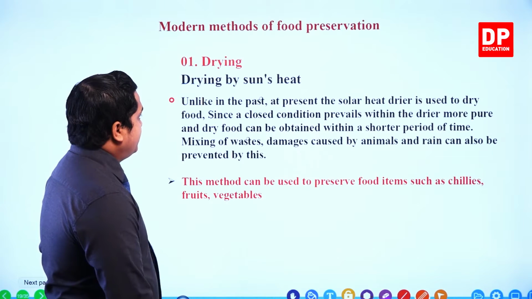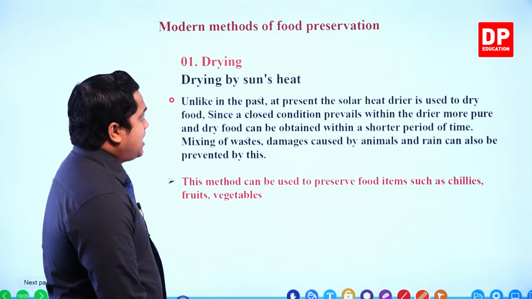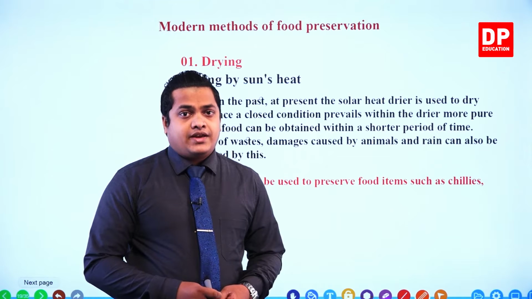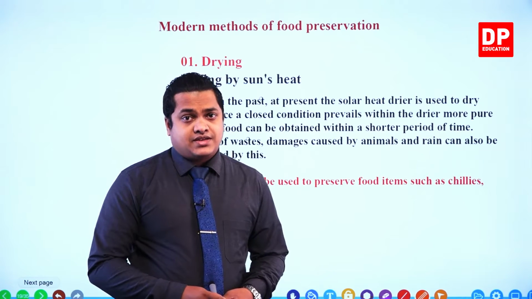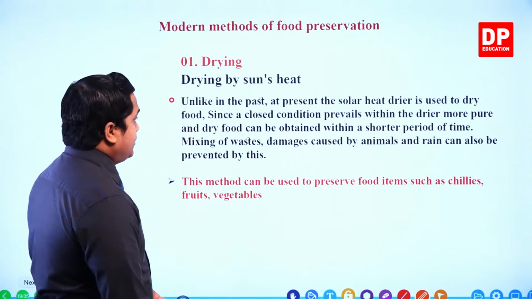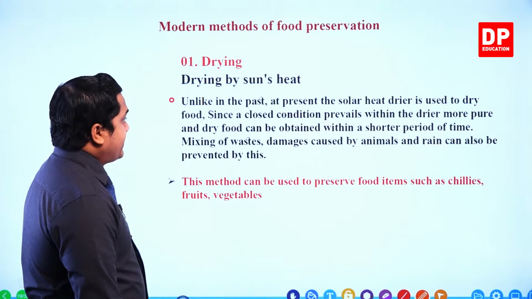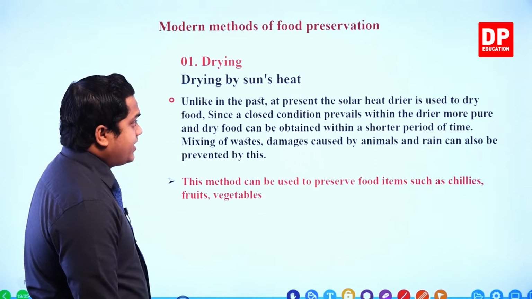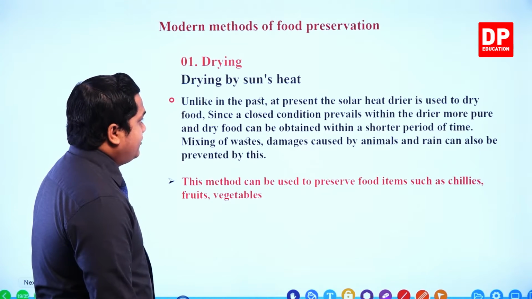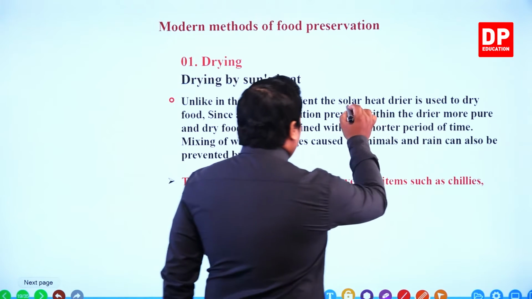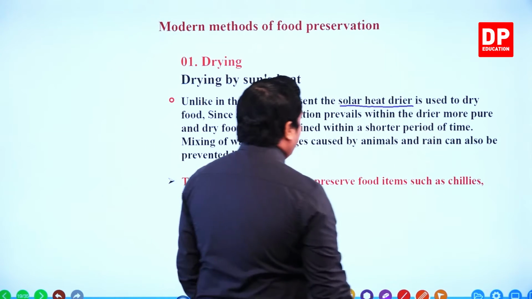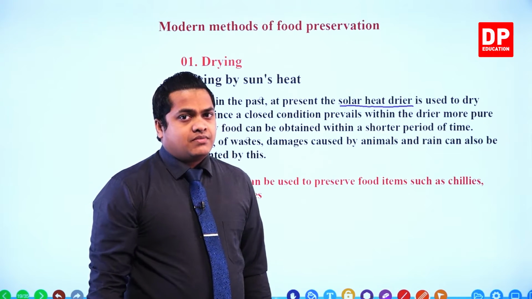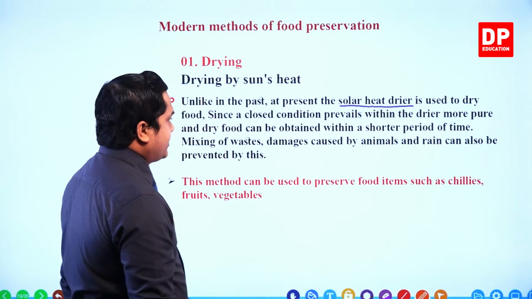The first thing given is drying by the sun's heat. Here we are utilizing solar energy, the energy contained within the sun. Unlike in the past, at present a solar heat dryer is used to dry food. A solar heat dryer is an instrument that we use to dry food items by using solar energy.